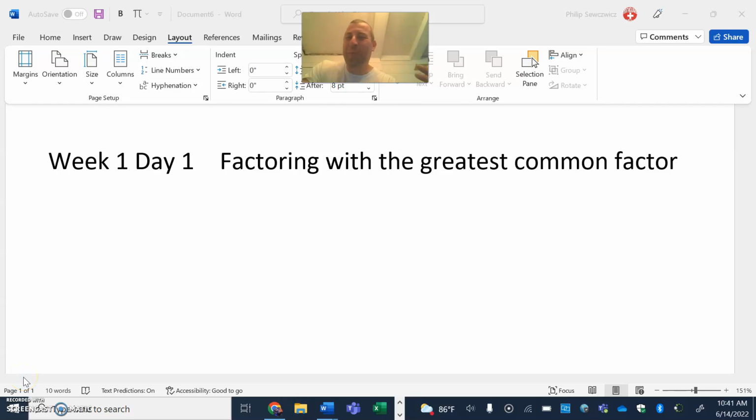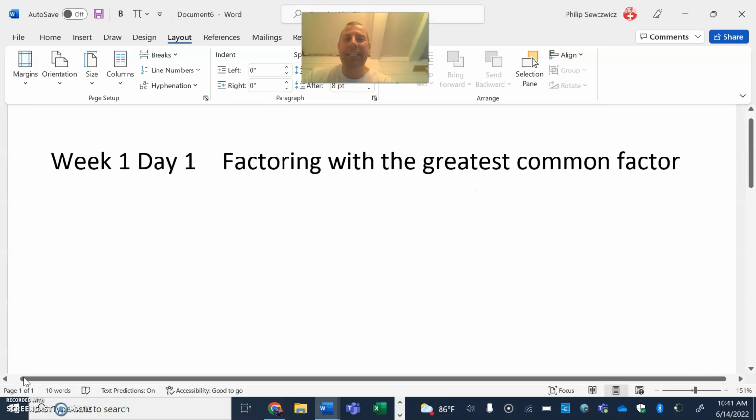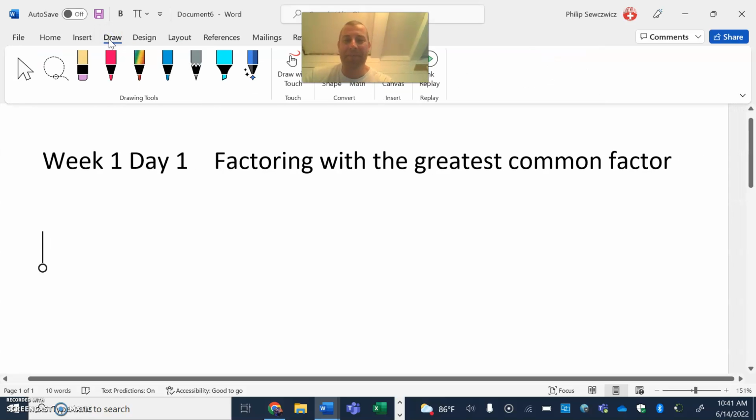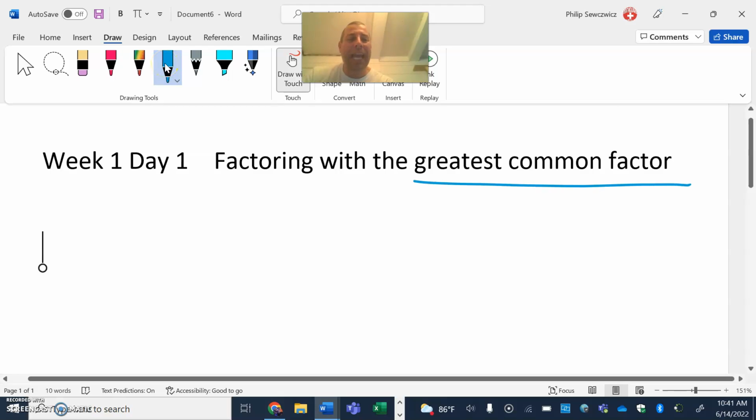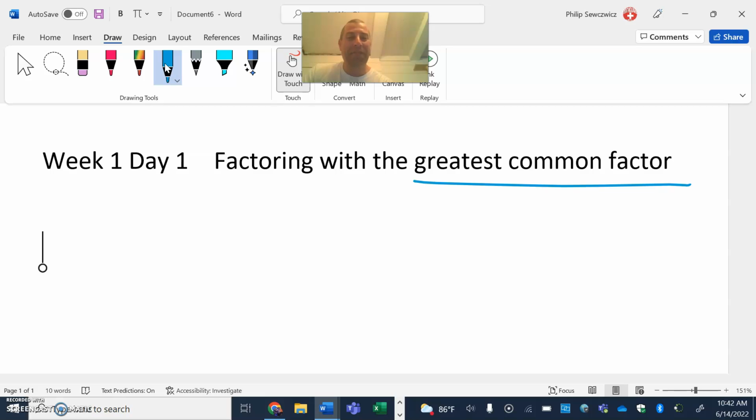All right, so we're starting off our factoring here. And factoring is a huge topic, but it all begins with the exact same idea, and that is the greatest common factor. So we are going to end up using our math facts, our multiplication facts, to come up with this. And then that's all it simply is.